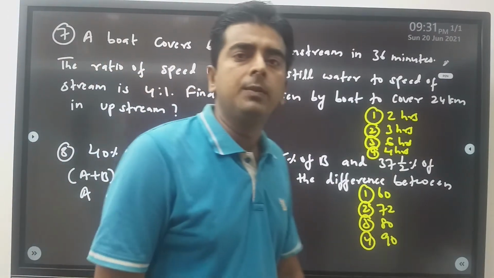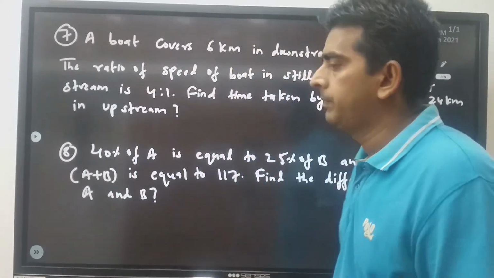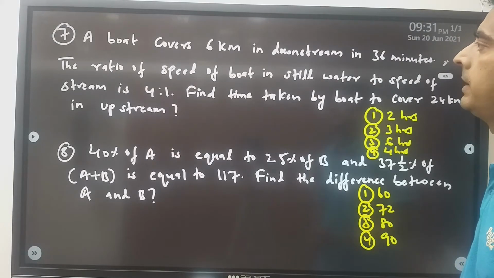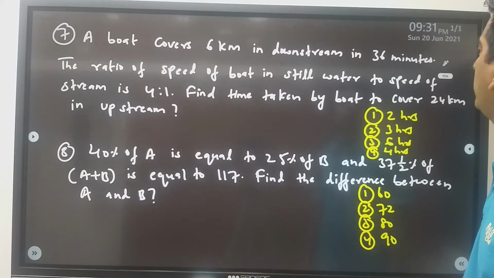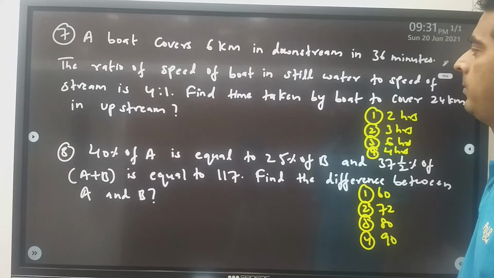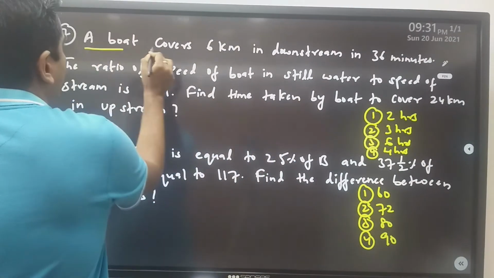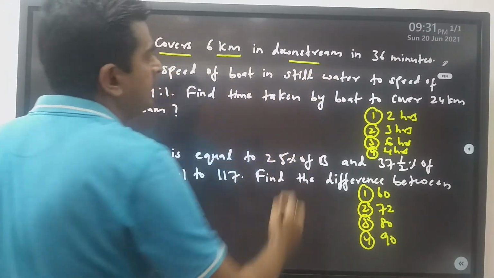So I hope you are clear with the previous question. Now we'll see the next one. A boat covers 6 km downstream in 36 minutes. The ratio of the speed of boat in still water to the speed of stream is 4:1. Find the time taken by the boat to cover 24 km upstream. So what have they given you? A boat covers 6 km downstream in 36 minutes.